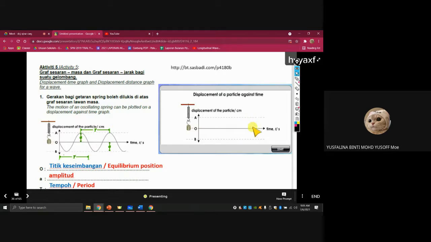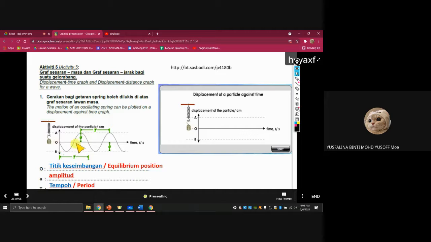If we keep repeating this until it stops, when it stops it's at the equilibrium position at O. So the graph will continue until it stops. Here is the graph. O is the equilibrium position. A, the crest here, we call the amplitude.